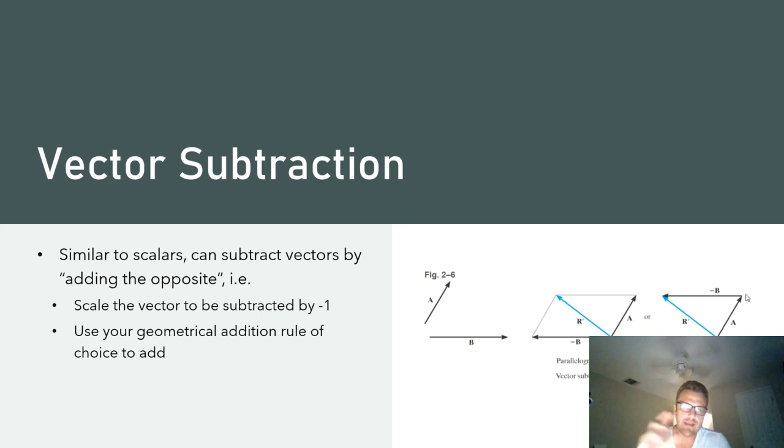However, remember that making a vector negative, or scaling by -1, doesn't change the magnitude, but it rotates the direction of the vector 180 degrees along the line of axis. So if I want to subtract b from a, the first thing that I would do is scale b by -1, and then I would take that new vector and follow my geometrical rules for adding it to a. So I could do the parallelogram rule or I could do the triangle rule. In either case, that would give me the difference of a and b, or a minus b.